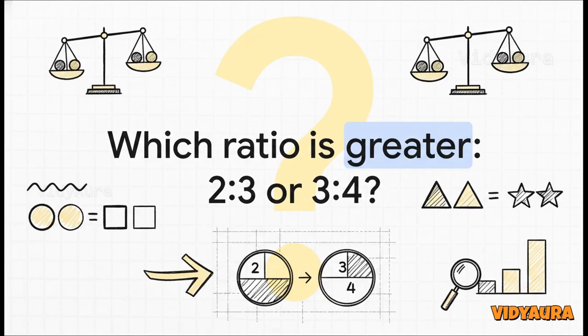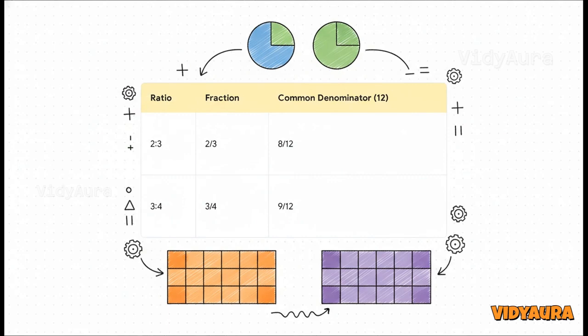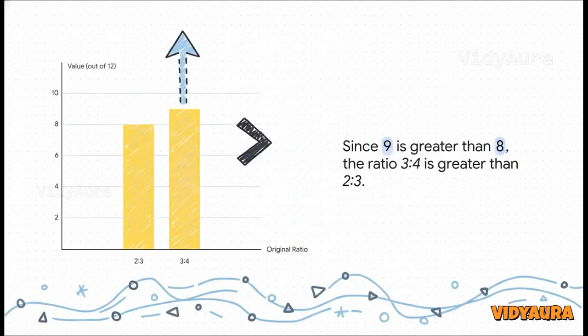But don't worry, there's a really clean way to figure this out. Here's the secret. You turn them into fractions that have the same number on the bottom, the same denominator. So 2 to 3 becomes the fraction 2/3, and 3 to 4 becomes 3/4. Now what's a common number for 3 and 4? 12. So 2/3 becomes 8/12, and 3/4 becomes 9/12. And now the comparison is a piece of cake.